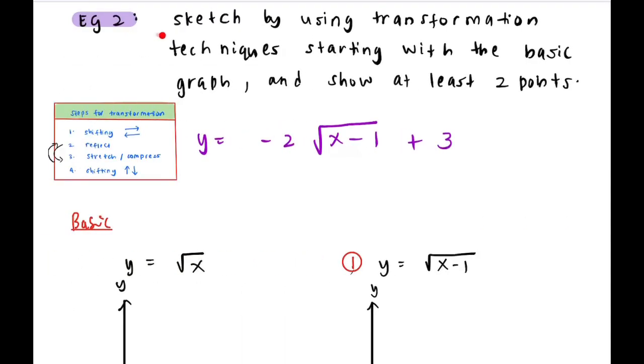Now let's see this question here. Sketch by using transformation techniques, starting from the basic graph, and show at least 2 points. So this is the question now.